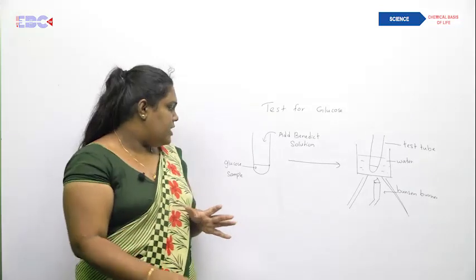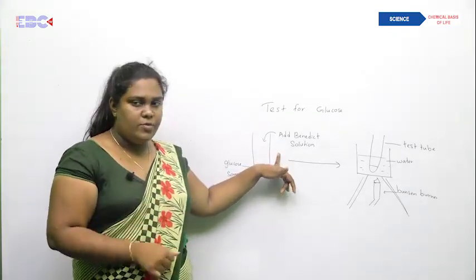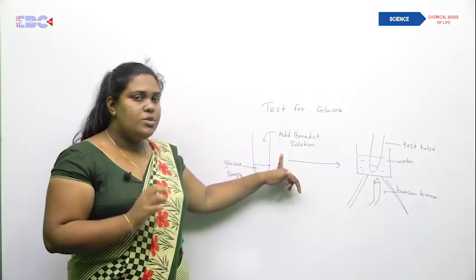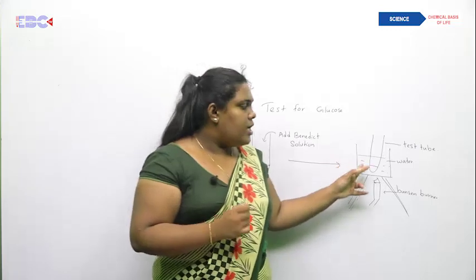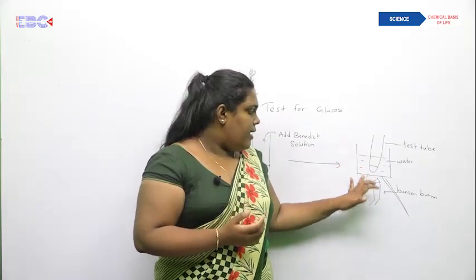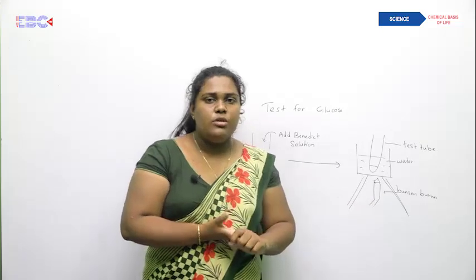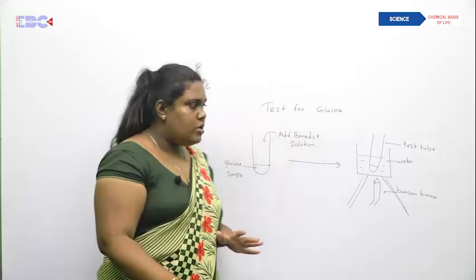So here we take a glucose sample into a test tube and we add a few drops of Benedict's solution, which is a blue color solution. Then we mix it well and we immerse the test tube in a water beaker and heat it with the Bunsen burner, right? So you can see the observation.